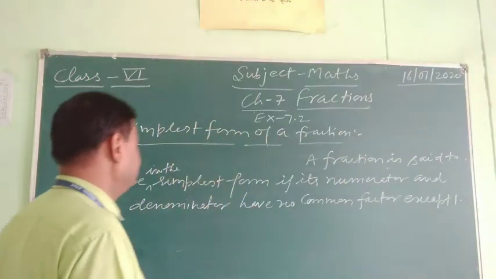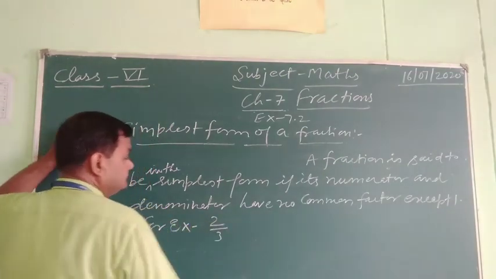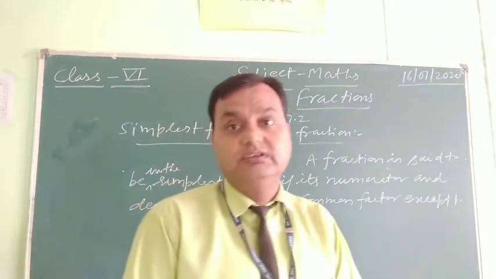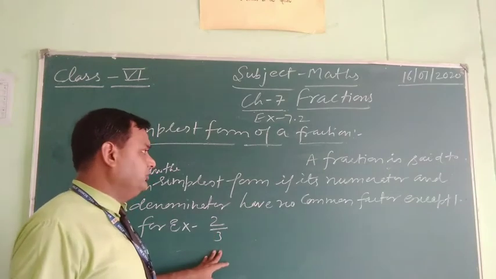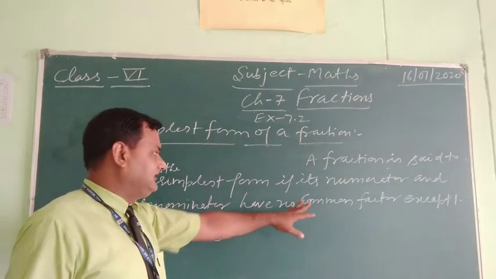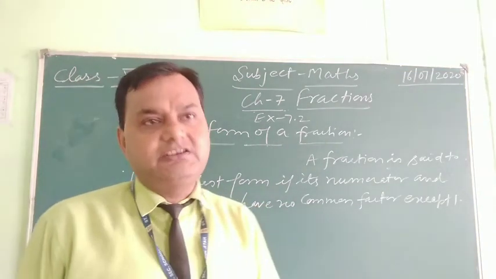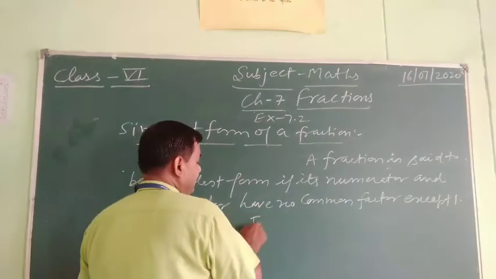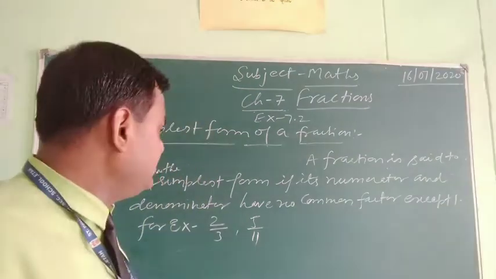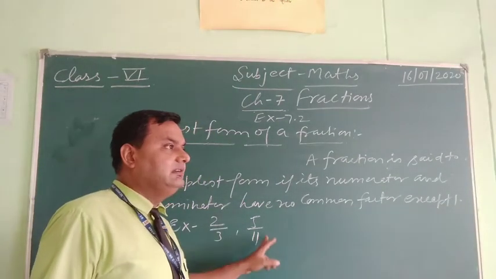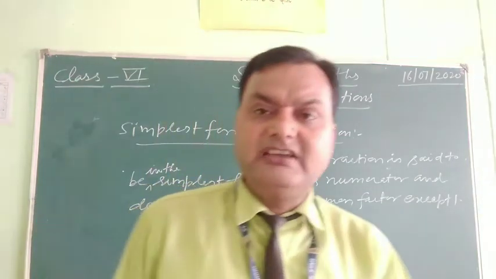For example, 2 upon 3. It is in the simplest form because its numerator and denominator have no common factor except 1. Its HCF is 1. So it is in simplest form. Now 5 upon 11 is also in simplest form because their HCF is 1. So these are the simplest form.